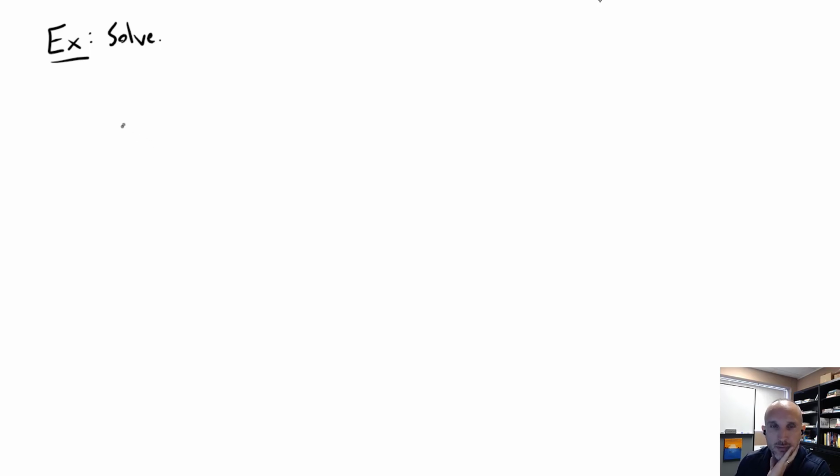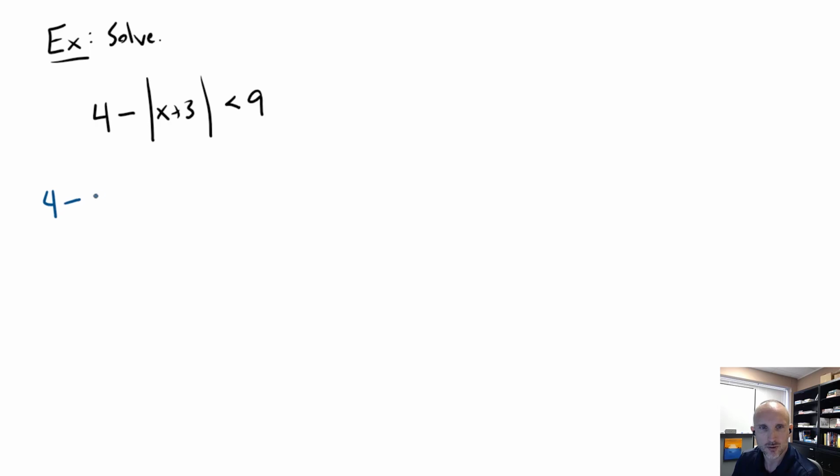Okay, let's do something like 4 minus the absolute value of x plus 3 is less than 9. And so let's go ahead and get 0 on one side. So we have 4 minus the absolute, sorry, I need to subtract 9 from my 4 to give us negative 5, minus the absolute value of x plus 3 is less than 0. Now let's go find the critical values by solving the equation.